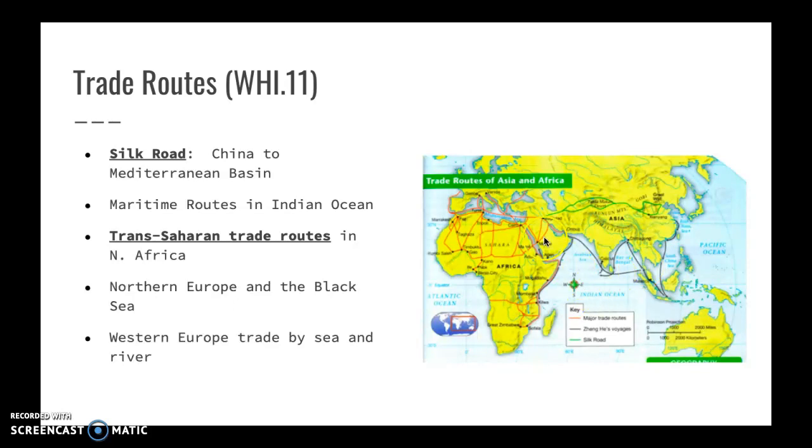You also have Northern Europe routes that kind of go through the Black Sea here at Constantinople, and also Western Europe routes that go through the Mediterranean into Italy.